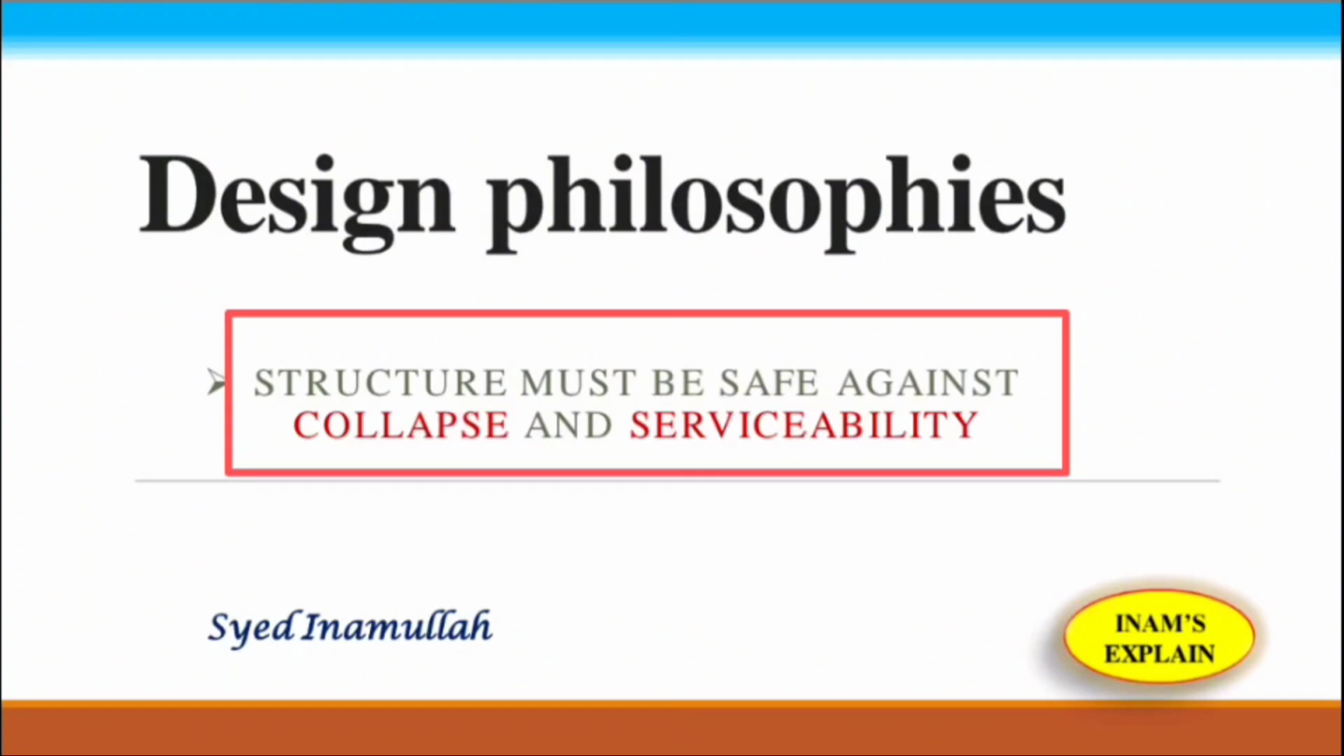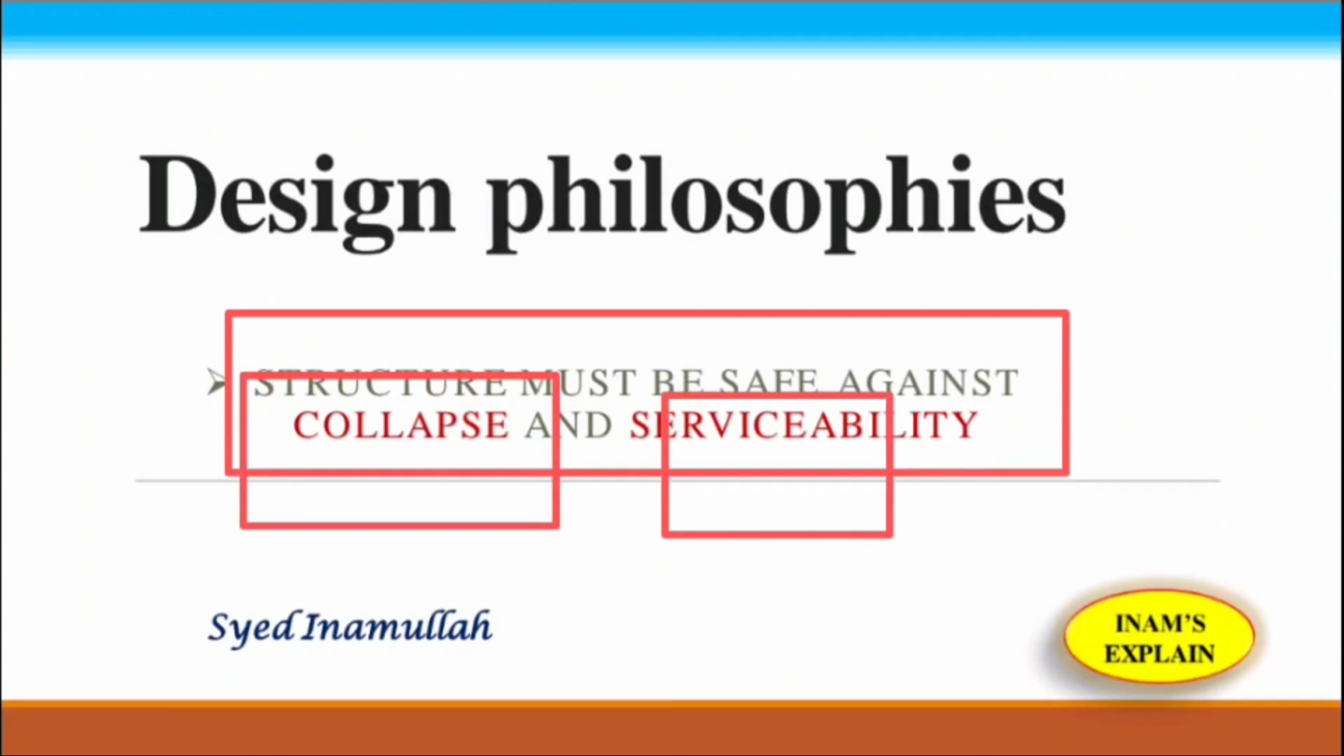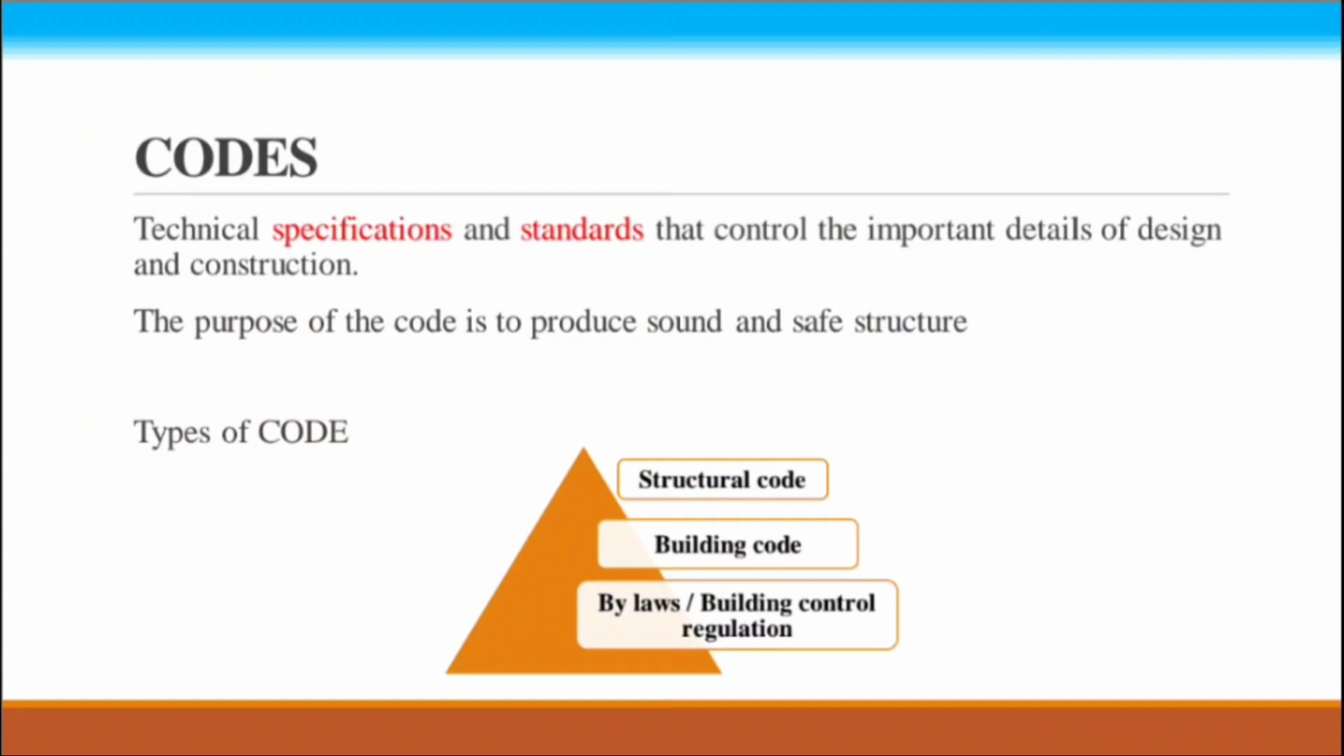So we are considering two criteria. Number one is collapse and number two is serviceability. Without design, these are the major concerns: the collapse may be sudden, and serviceability problems like cracks and vibration may occur that cross the tolerable limit. For designing any structure, we use different types of codes.